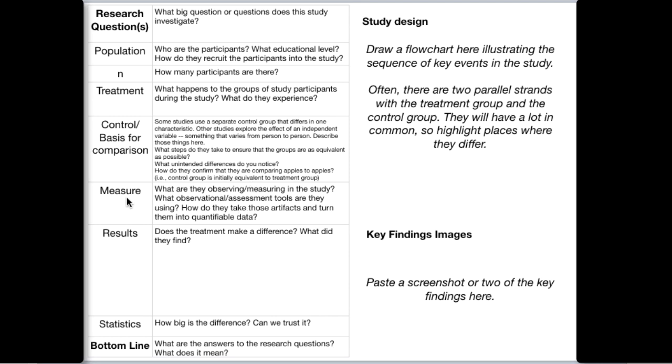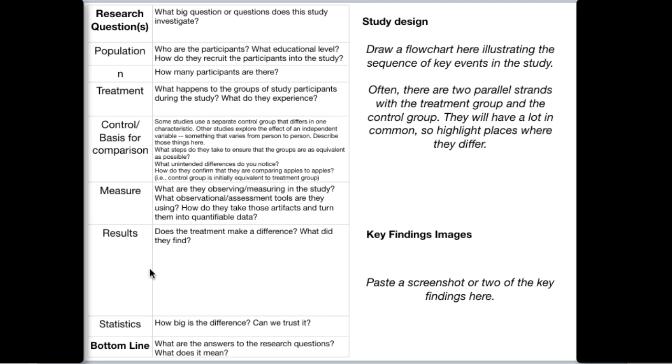The next thing is, what are they measuring? What are they observing in the study, and what sort of tools are they using? Are they using tests? Are they making observations using certain protocols? And then once they have those things, how do they turn those into a number? You get a test result, but which number is it that you're looking at? Are you looking at the overall score? Are they looking at how much people have improved? Those are the quantifiable aspects of things.